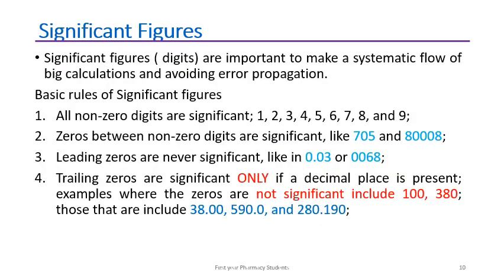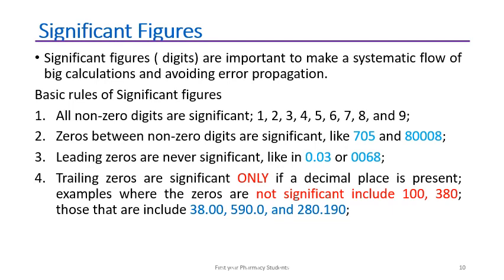Significant figures or significant digits are important to make a systematic flow of big calculations and avoid error propagation. In our experiments, sometimes we need to do multiple calculations through multiple devices, and each one of these devices has its own accuracy. So to avoid error propagation through our calculation, we need to follow some basic rules, which we call the basic rules of significant figures.